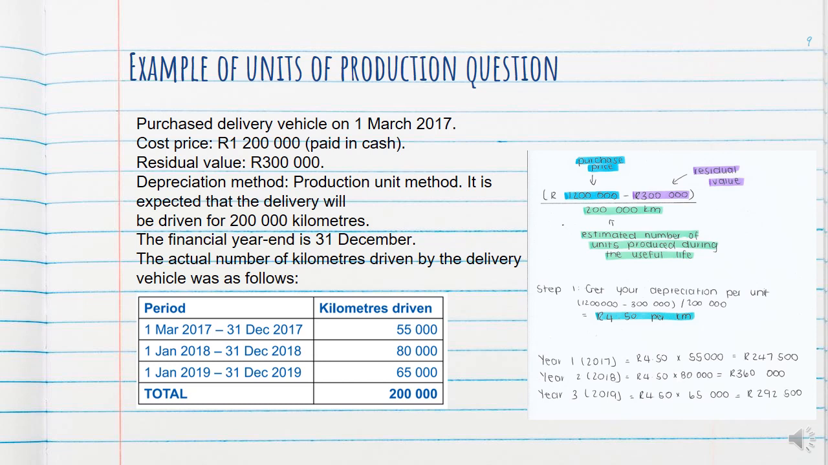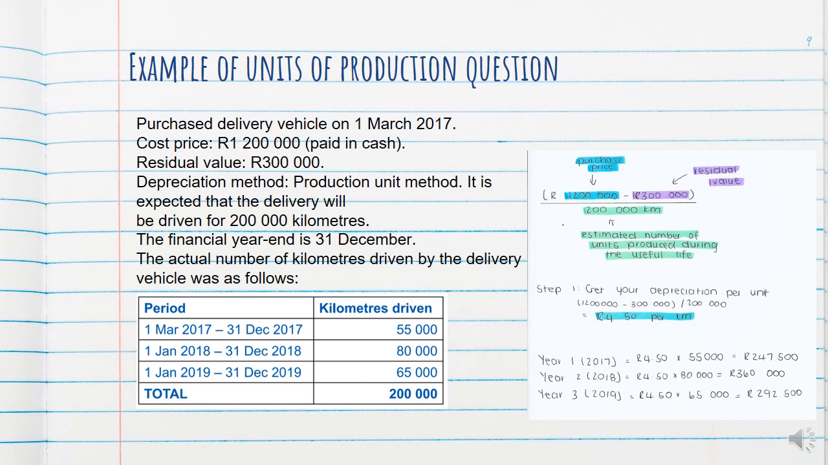So we have been given, of course, the kilometers that have been driven in each year. So we just take 4.50 and we times each year's kilometers by that amount to get how much the vehicle depreciated per each year.